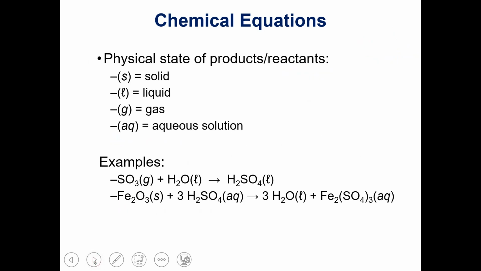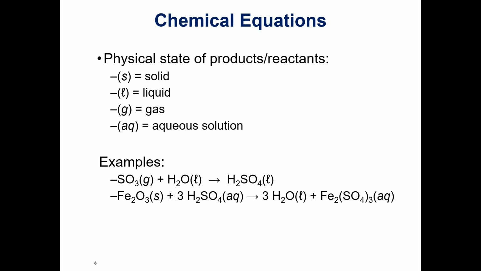In a chemical equation, sometimes you will also see the physical state of the products or the reactants. You will see those written in parentheses next to the compound. For example, S is solid, L is liquid, and G is a gas. AQ refers to an aqueous solution, which means that it's dissolved in water.